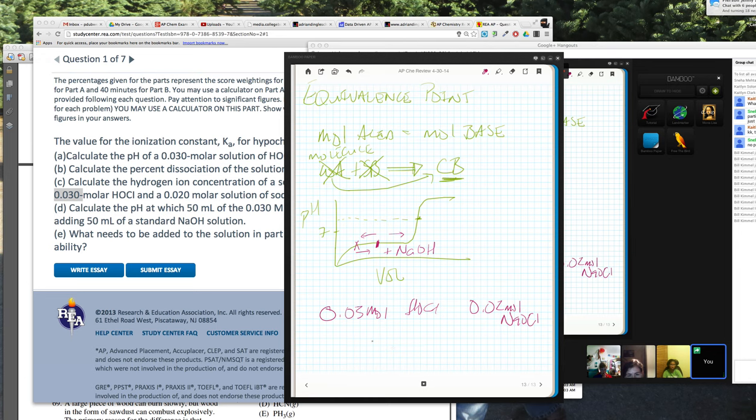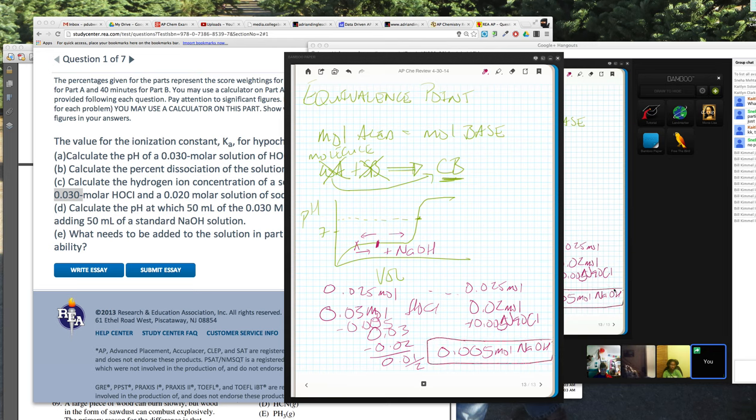Well, close. What you would need to do is 0.03 minus 0.02 gives us 0.01, and you have to divide it by 2. So you need to add 0.005 moles of NaOH, so that you would subtract 0.005 moles from this, and you would add 0.005 moles to that. And then you would end up with both being 0.025. Oh, gosh, trying to add an extra zero in there. You would end up with 0.025 moles of that, and 0.025 moles of that. So basically, that's what you would need to add.